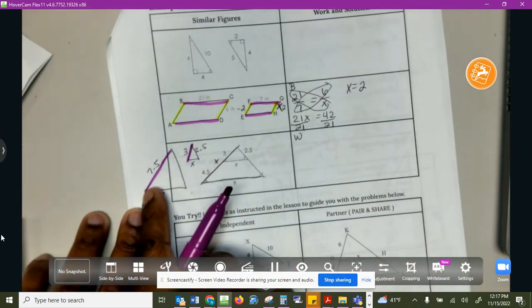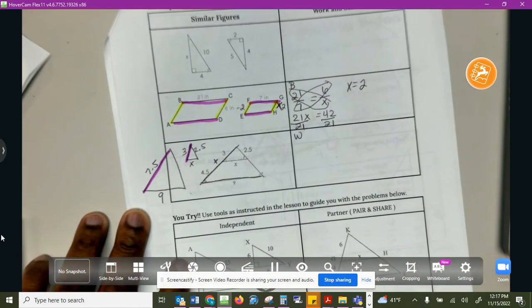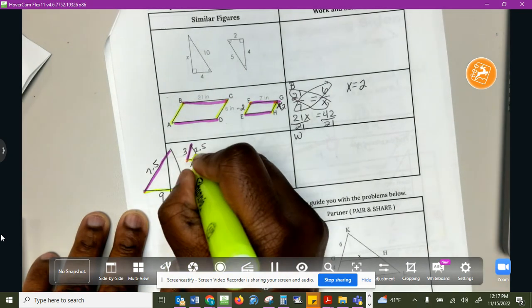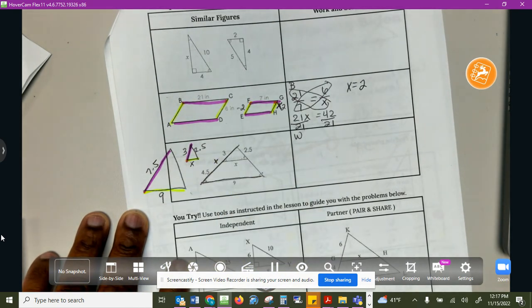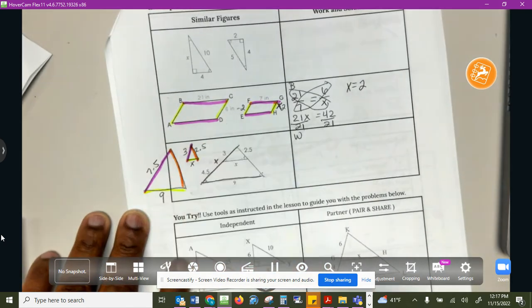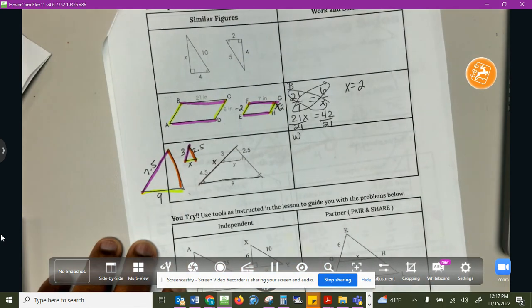So I know this 7.5 corresponds with 3. I know this 9 corresponds with x. And if you want to identify the third side, you can say those correspond with each other as well.